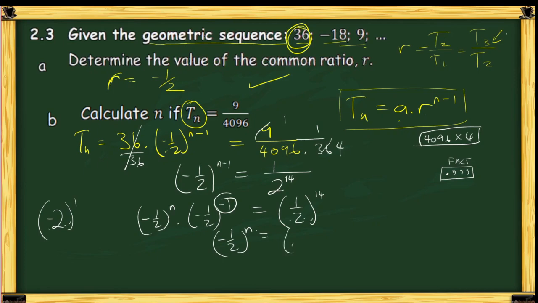Which means on the right hand side we'll now have 1 over 2 to the power 14, and then that will be divided by 1 over 2 as well, and then we can take that negative out because it's to the power 1. So let's leave that positive. Okay, so let's do that again just to make sure it sinks in.